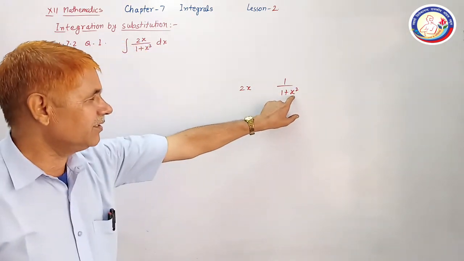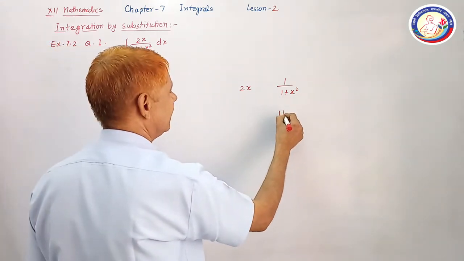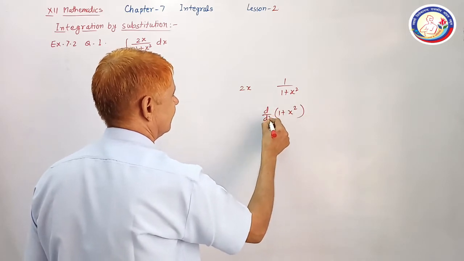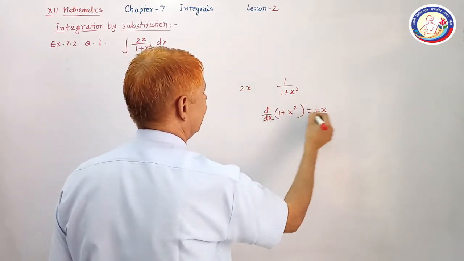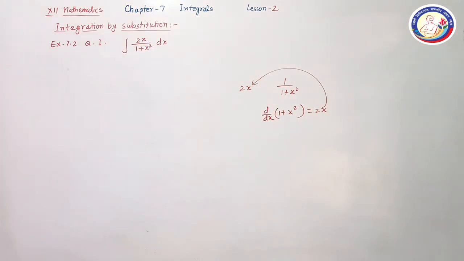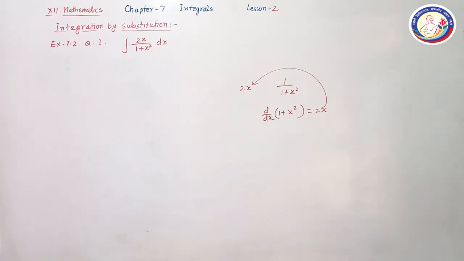What is the differentiation of the function 1 plus x square? If we differentiate 1 plus x square, we will obtain 2x, and 2x is here. So our substitution will be 1 plus x square equal to t. Put 1 plus x square equal to t here. We can easily change this function into a function of t and we can integrate it.